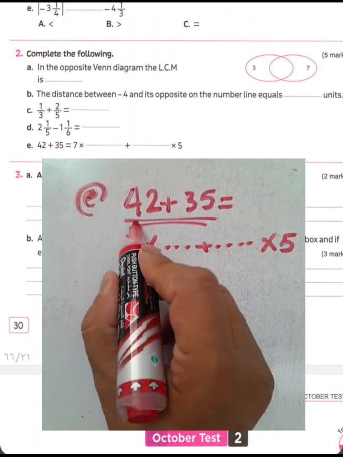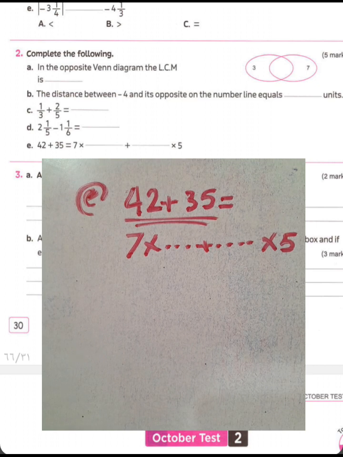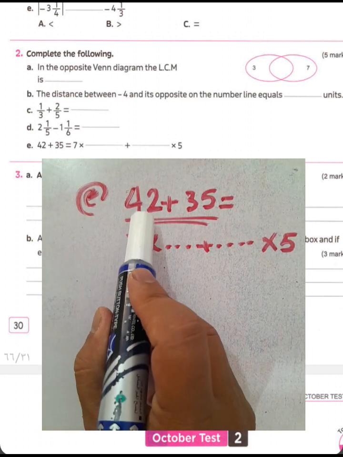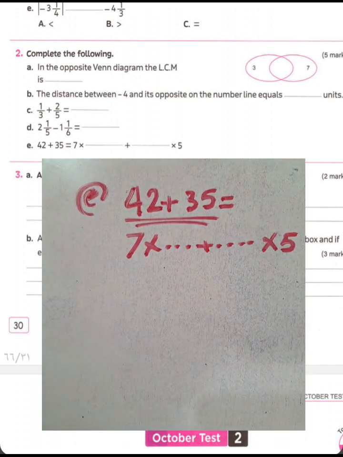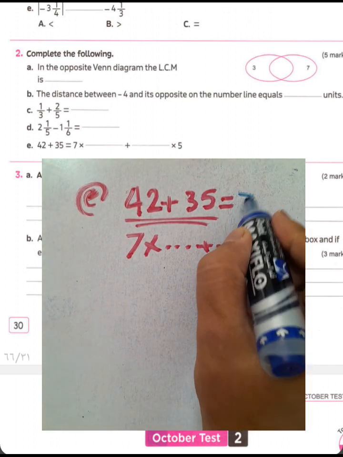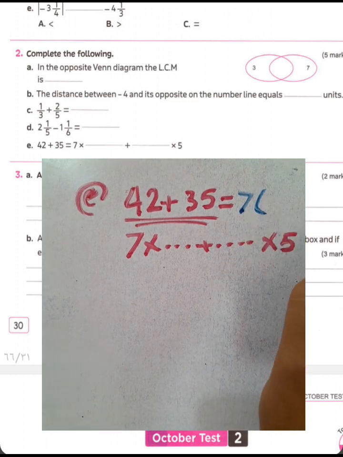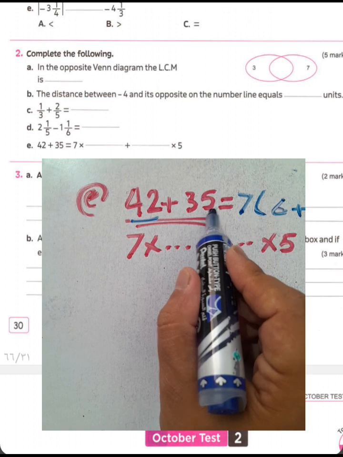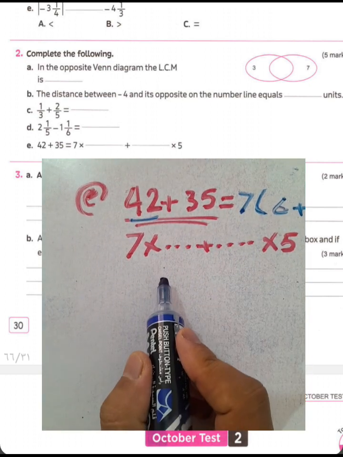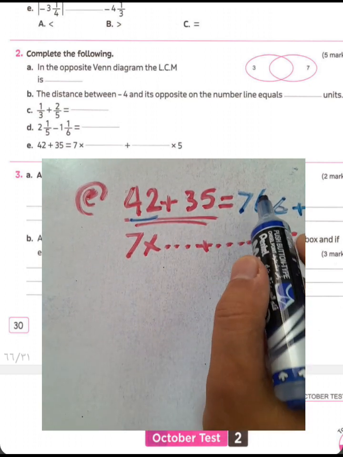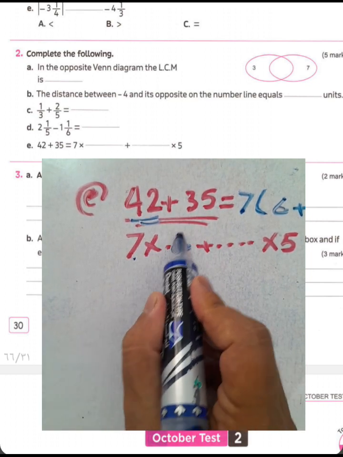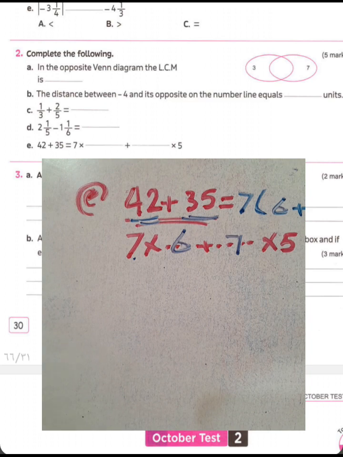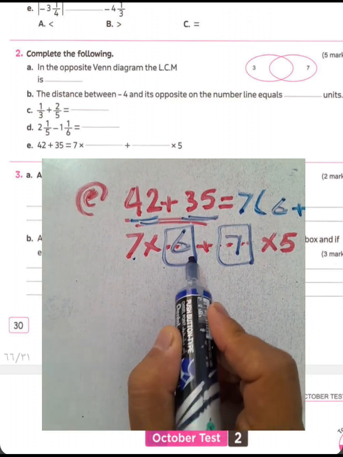We use the distributive property here. We need the greatest common factor between 42 and 35. The greatest common factor between them will be 7. Then we divide 42 by 7 equals 6, and 35 divided by 7 equals 5. You can write here, 42 equals 7 times 6, and 35 equals 7 multiplication by 5. Then, in the space, write 6 and 7.